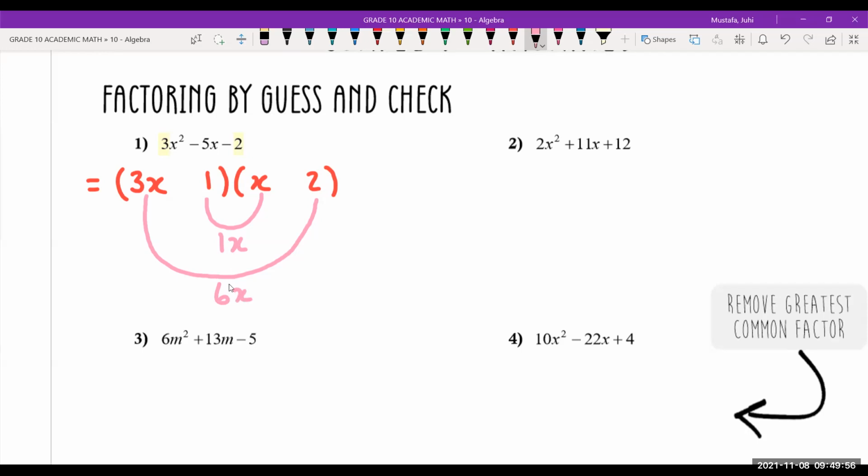Can I add and subtract 6x and 1 to give me negative 5x? What can I do? Negative 6x plus 1x. How does that work? Well, negative 6 plus 1 is negative 5.